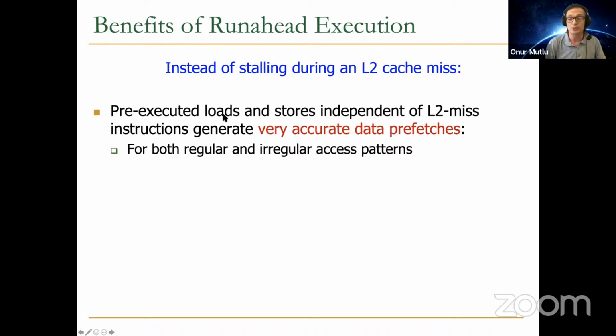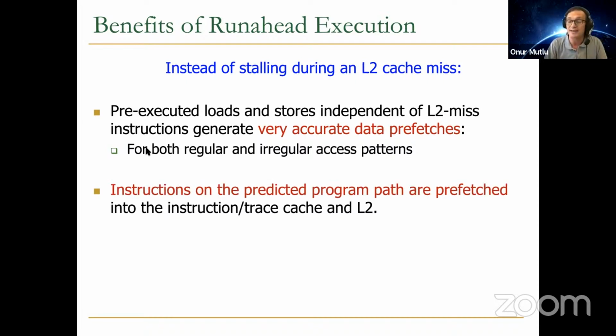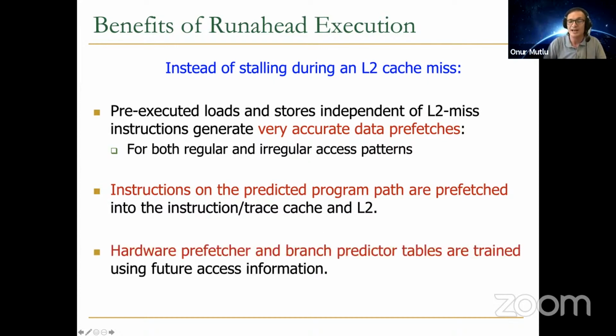If you pre-execute speculatively loads and stores and the entire program, actually, and these pre-executed loads and stores, independent of the L2 miss instructions, generate very accurate data prefetches for both regular and irregular access patterns because you're really following the program path. And instructions of the predicted program path are actually prefetched into the instruction and trace cache in L2. So instruction cache also gets primed or prefetched. And hardware prefetcher and branch predictor tables that you have otherwise are trained using future access information. And we found out that this is a synergistic effect as well.